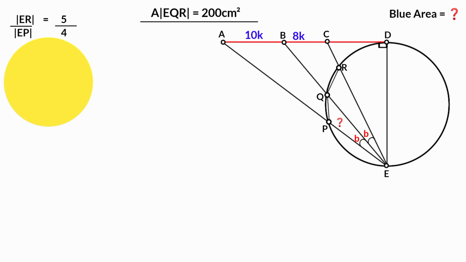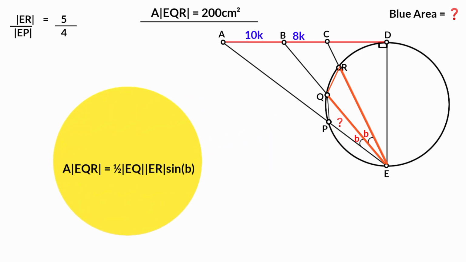We keep this aside. Now one of the formulas for calculating the area of a triangle is half the product of the length of two of its sides times the sine ratio of the angle between them. That is, the area of this triangle EQR can be calculated by the product of this side and this side multiplied by the sine of this angle. So area of triangle EQR equal to 1 over 2 line EQ line ER sine B. Recall the area of triangle EQR we were given here to be 200 centimeters squared. So therefore 200 centimeters squared equal to 1 over 2 line EQ line ER sine B.